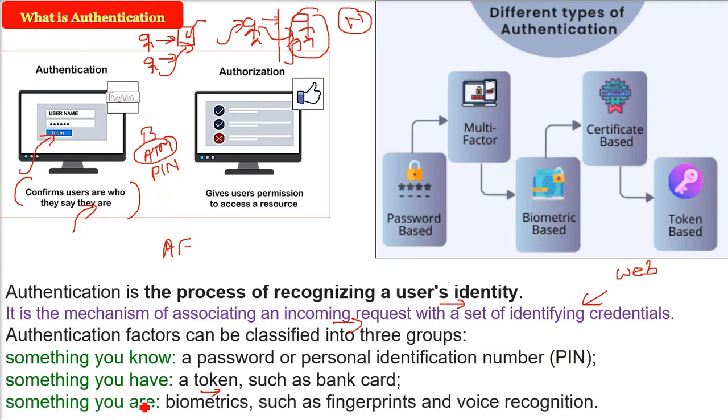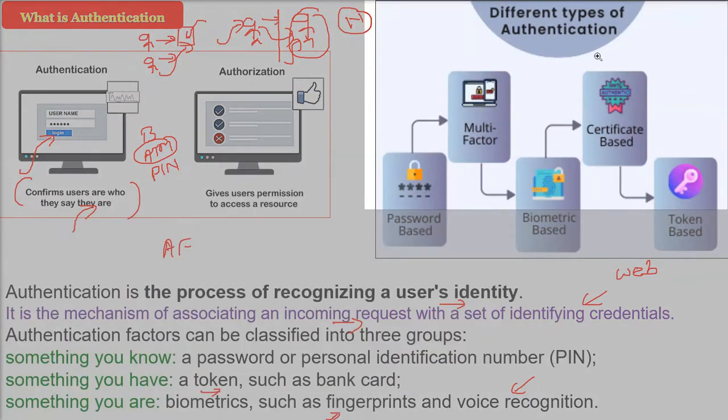And there is one more group of authentication factors, which is biometrics, like fingerprints, like voice recognition, because fingerprints are special. They are different in different people. Voices are different. The iris is different. Iris identification is also done. So something you know, something you have, something you are: these are the authentication factors.